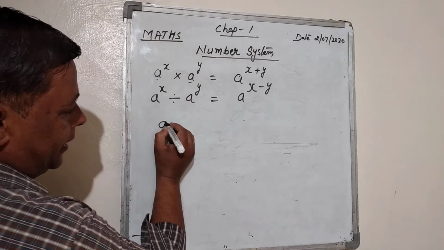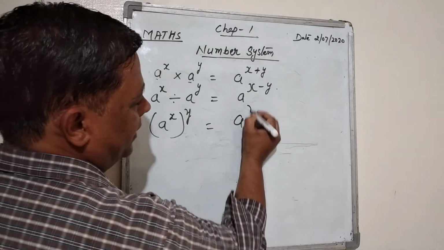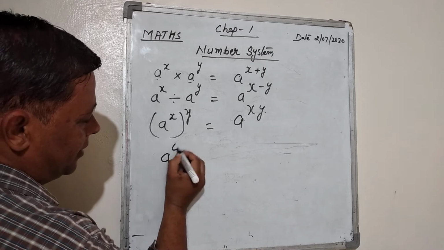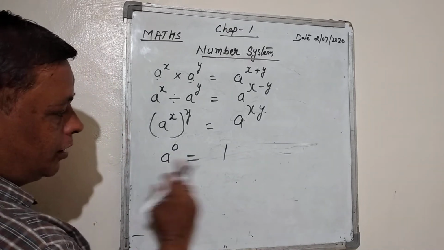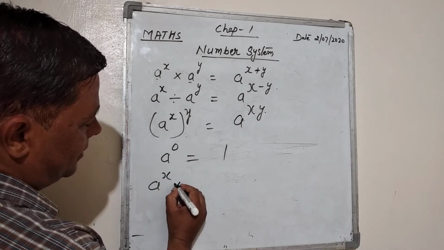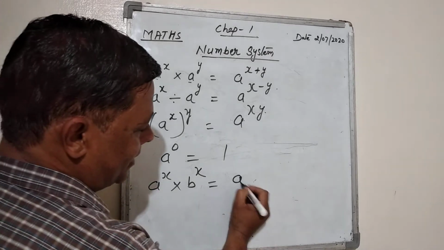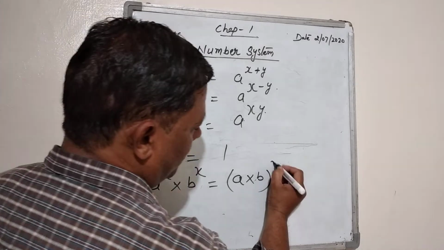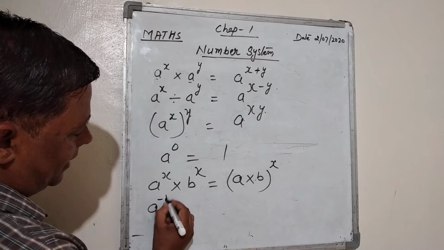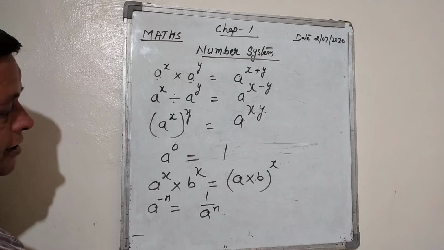Now, if we have a raised to the power x whole power y, then a raised to the power x into y, the both powers will be multiplied. If the power is 0, then 1. This is called zero exponent. If we have a raised to the power x into b raised to the power x, we have two different bases, then we write a into b and we have a common exponent x. If a raised to the power minus n, then we take the reciprocal of this, it turns into a positive exponent.